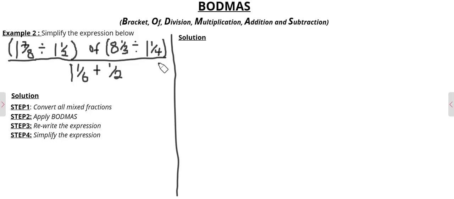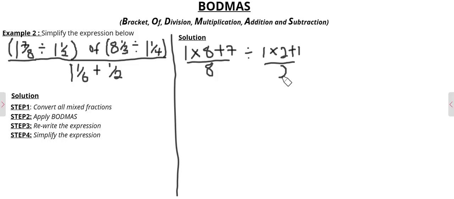Now the first step says convert all mixed fractions. So how to convert these mixed fractions? The first one is 1 times 8 plus 7 all over 8, correct? Now divided by 1 times 2 plus 1, all over 2. Don't worry, so we have this bracket here. We're going gradually, we'll get there.